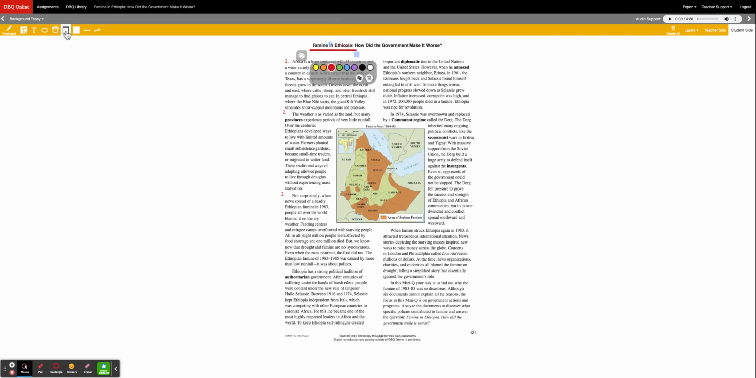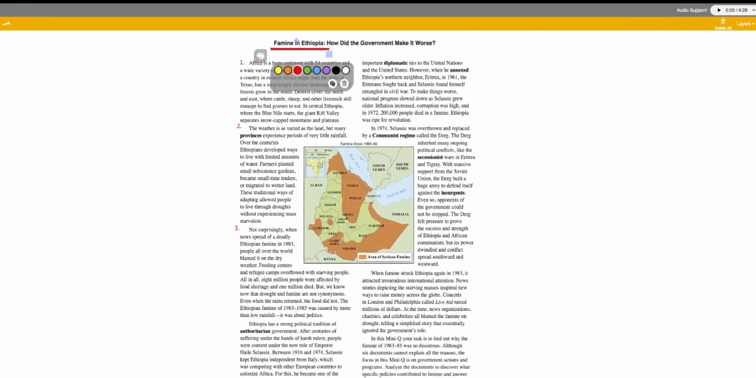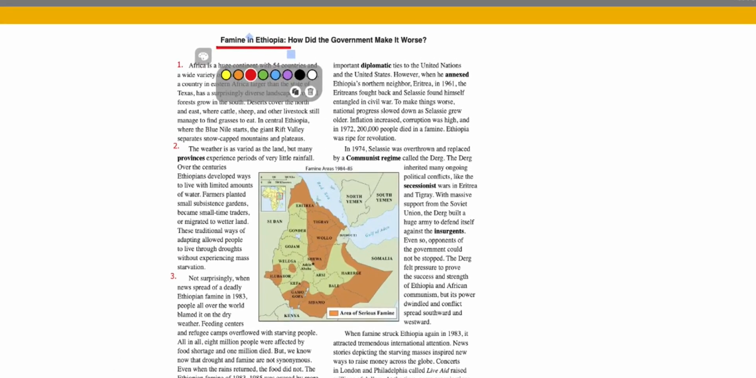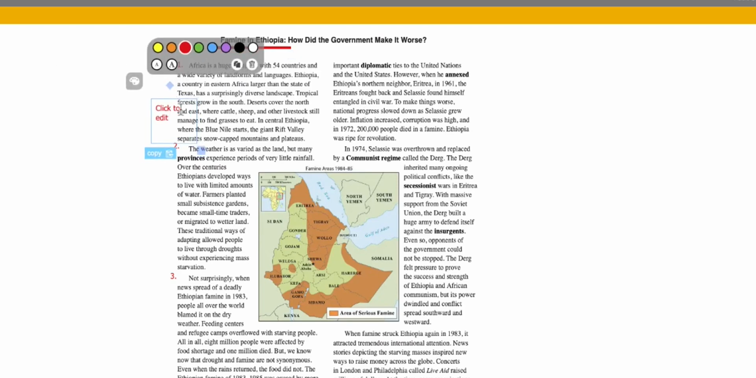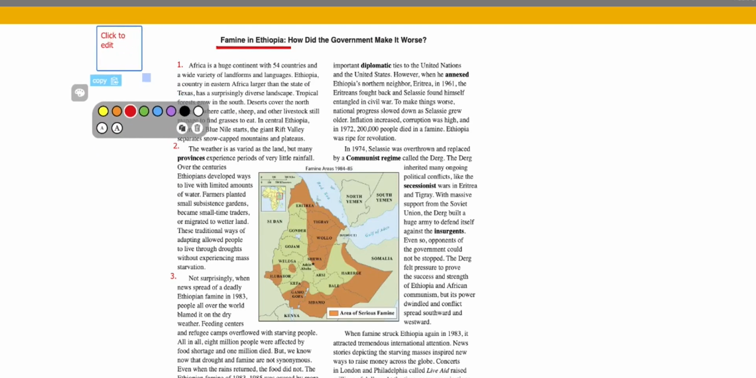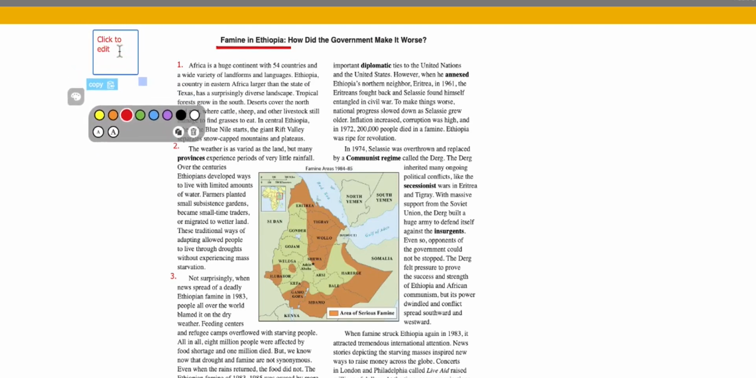And I'm going to make a note. Again, each time you underline or circle anything in the text, you should make note of why it was important for you to circle it. So I'm going to go ahead and take note. And the reason why famine in Ethiopia stood out to me is because I believe that the text will tell me more about famine in Ethiopia.